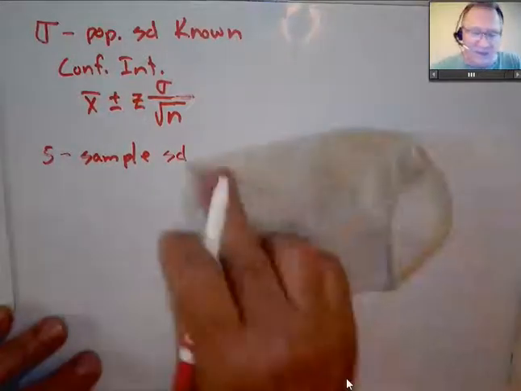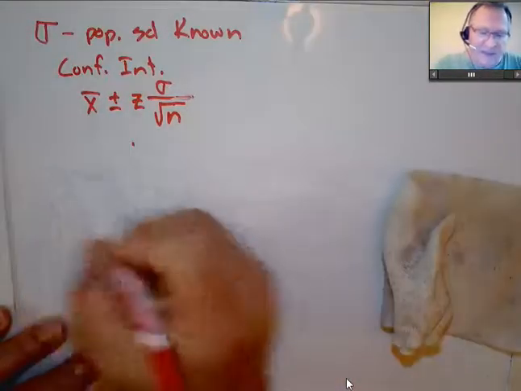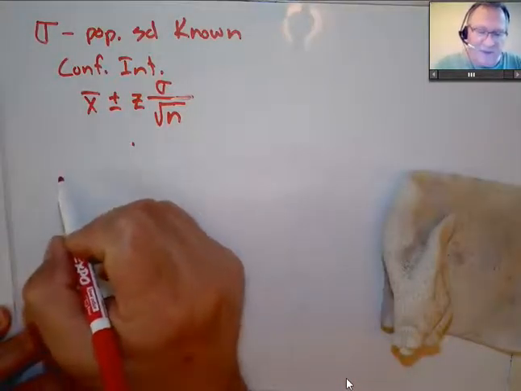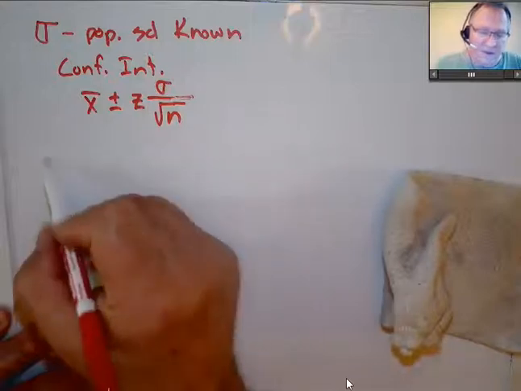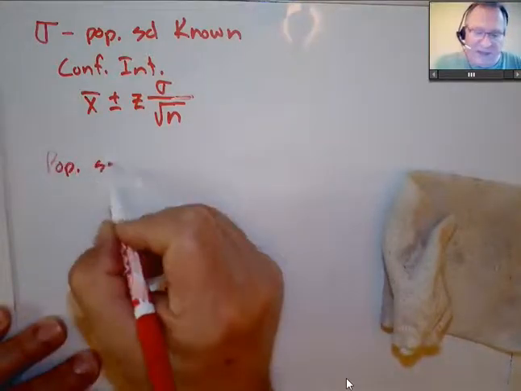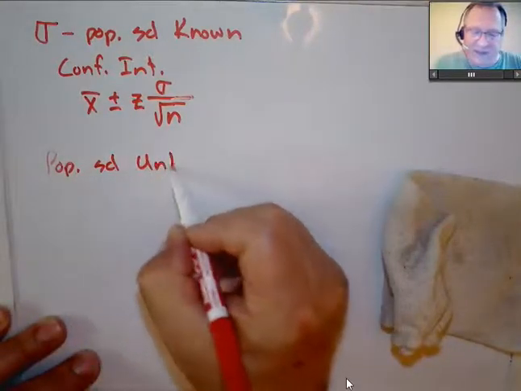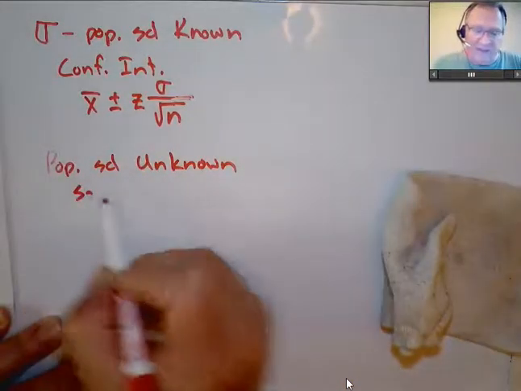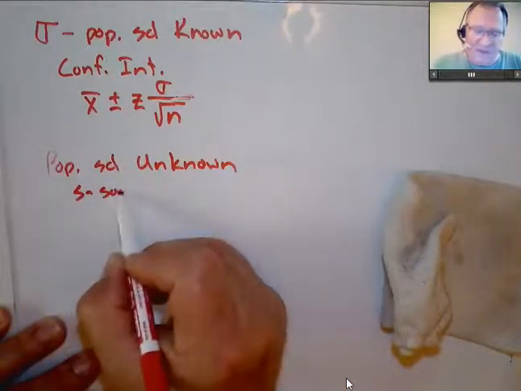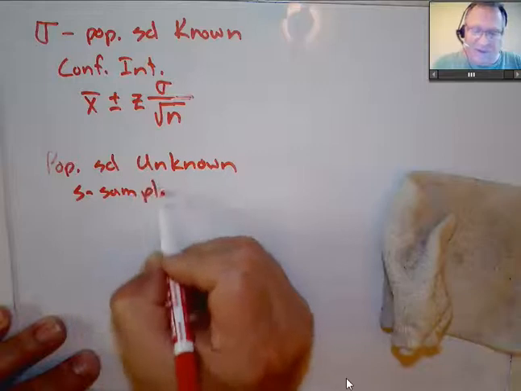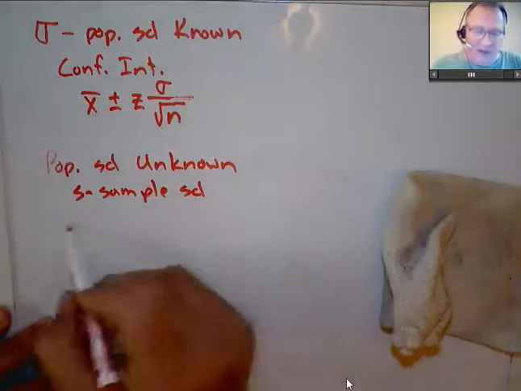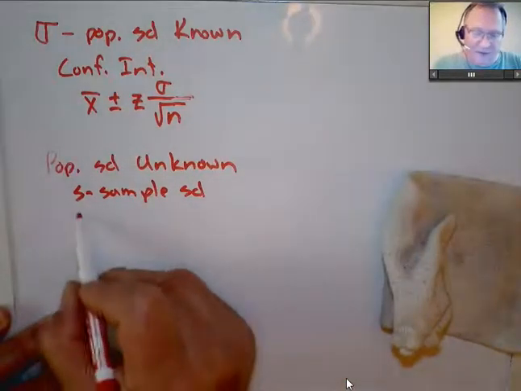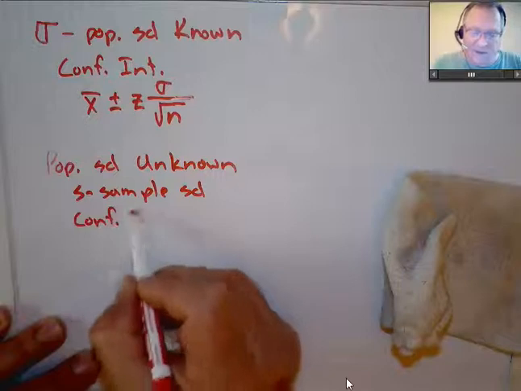Or, wait a second, let me back up. Let's say, yes, where the population standard deviation is unknown, then we use S, the sample standard deviation. And our confidence interval looks a little different.